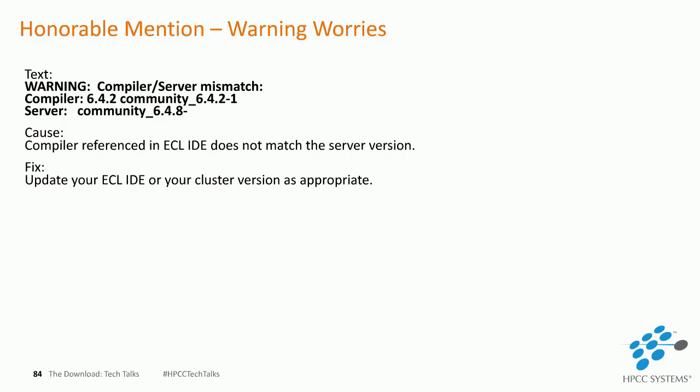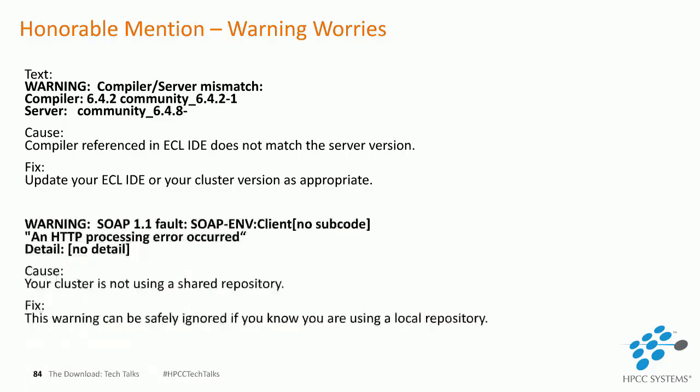That's one warning. The other warning we have here is another one. This one's one of the popular ones. Everybody sees it when they're using the open source ECL IDE. They get this warning that says SOAP 1.1 fault, blah, blah, blah, blah, HPCC processing occurred, and they're wondering what's going on. After talking with Gordon Smith, he told me that this warning that appears is because before open source, all clusters used shared repositories. So there was a check that we use when the ECL IDE connects to the cluster to see if the repository is a shared repository, one that's using a repository on the cluster side of things.